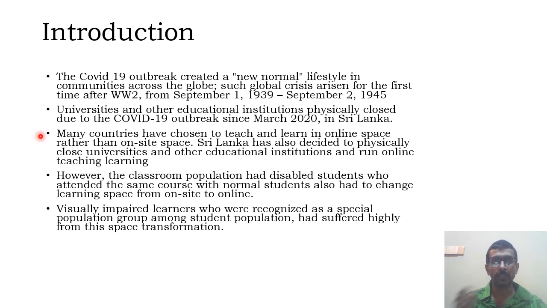Many countries have chosen to teach and learn in online space rather than on-site space. Sri Lanka has also decided to physically close universities and other educational institutions and run online teaching learning. However, the classroom population had disabled students who attended the same course with normal students also had to change learning space from on-site to online. Finally, visual impaired learners who were recognized as a special population group among students' population had suffered highly from the space transformation.